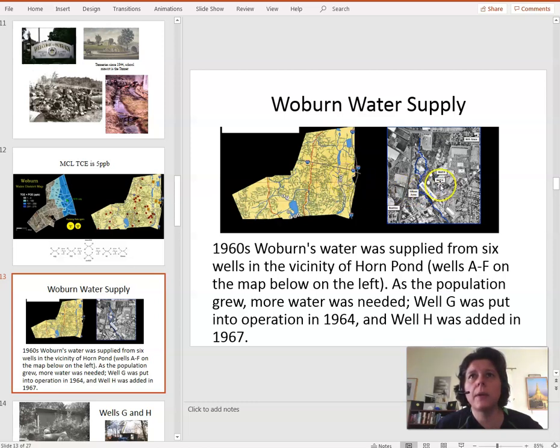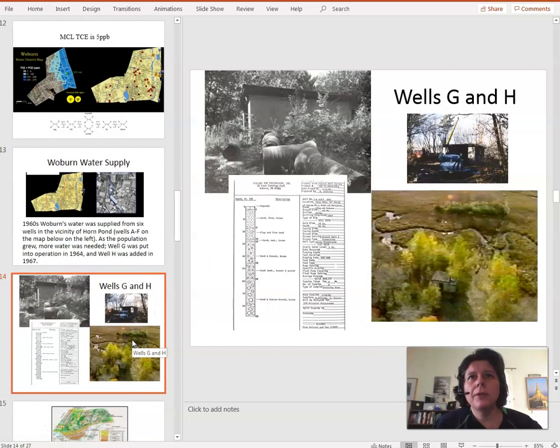So these 2 wells were added right here, right in the middle of the industrial park. This is where there's a tannery over here, there's plasticizing plants, there's a whole bunch of industry right around wells G and H. So what did wells G and H look like? Well, this is the actual picture from the time of the trial. Here's the well house for well G, here's the well house for H, and then this is the geologic log for it.